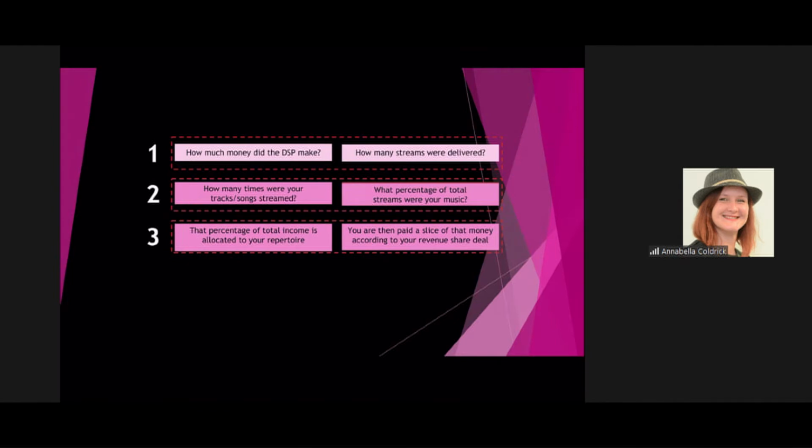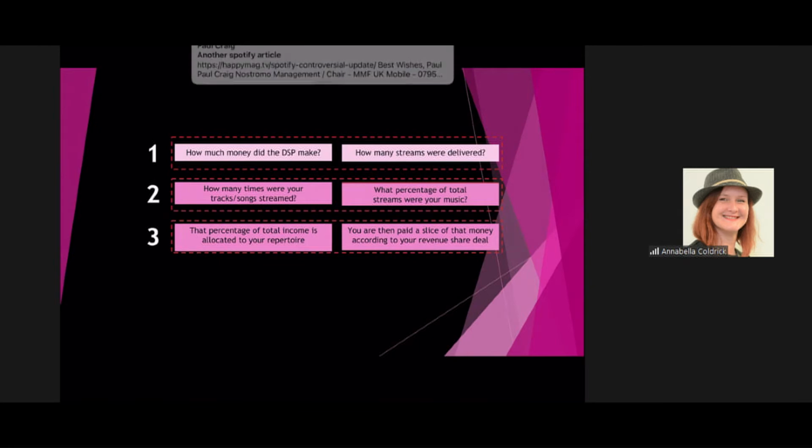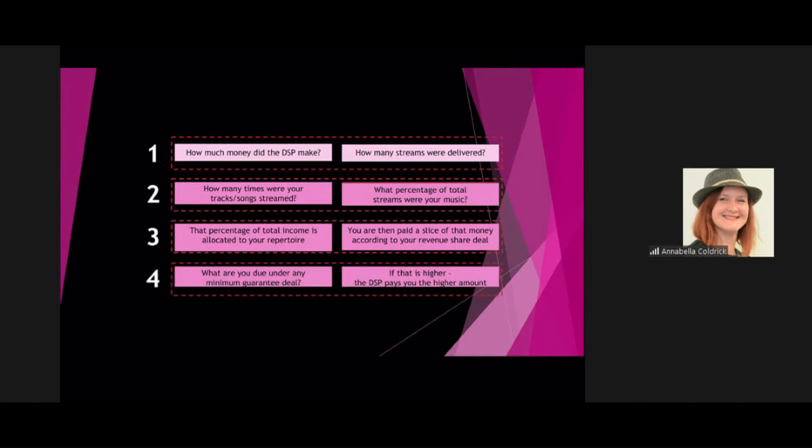So for example, if your streams had earned on this revenue share basis €100 that month, say, and that money is paid over from Spotify to your label, and then you're on a 20% royalty deal, you're then earning €20, provided you've recouped your balances. If you are, the label will also look if they're due any money under the minimum guarantee deal.